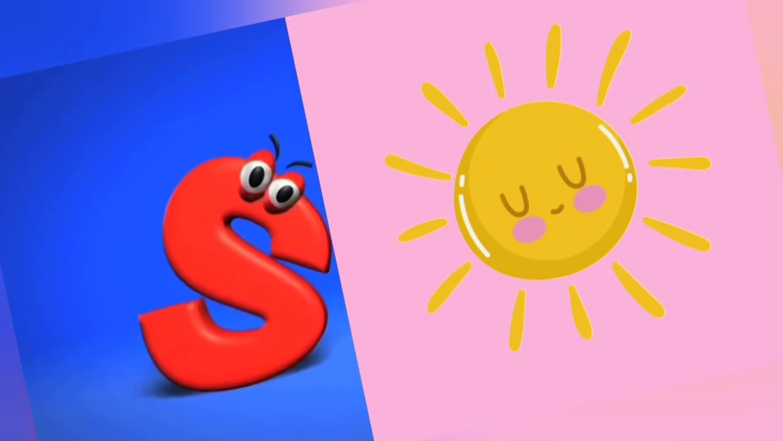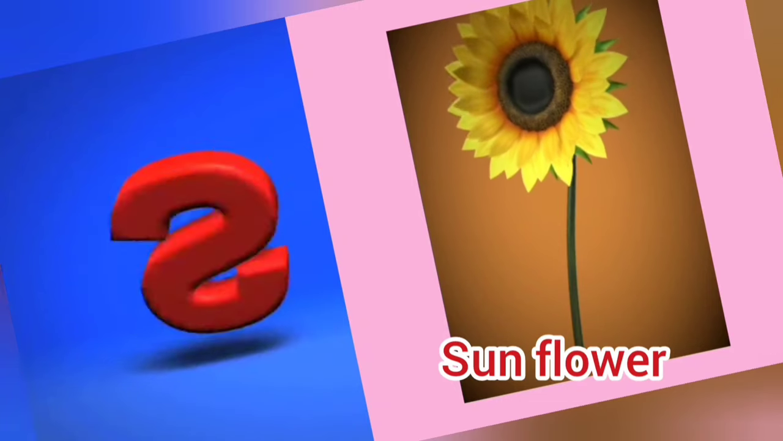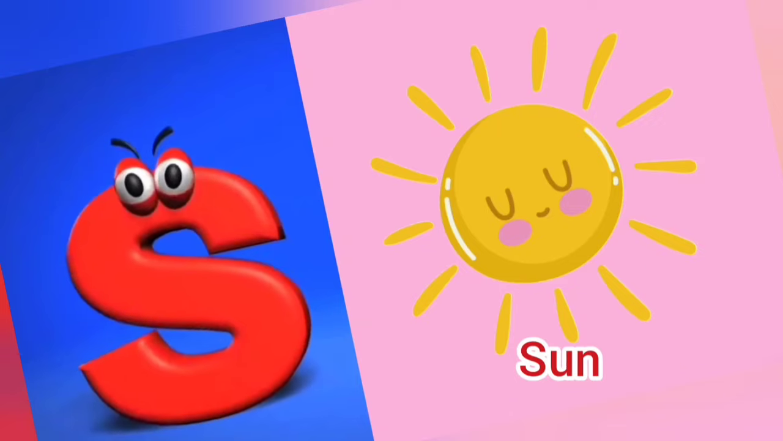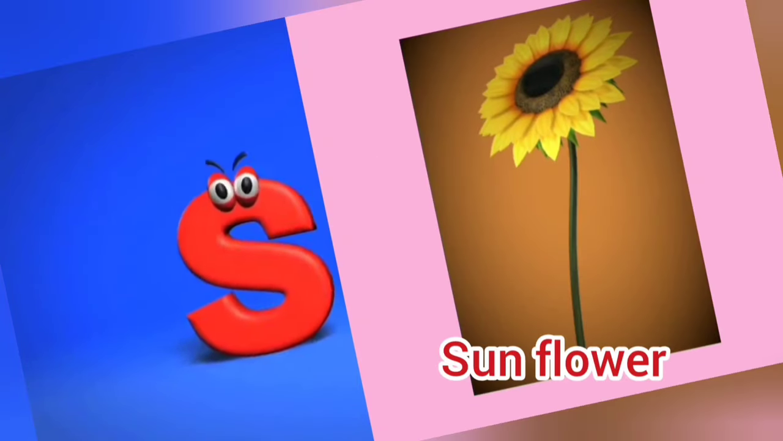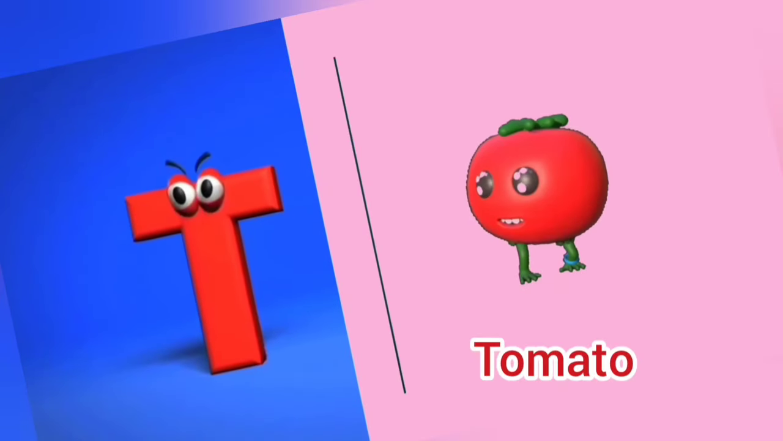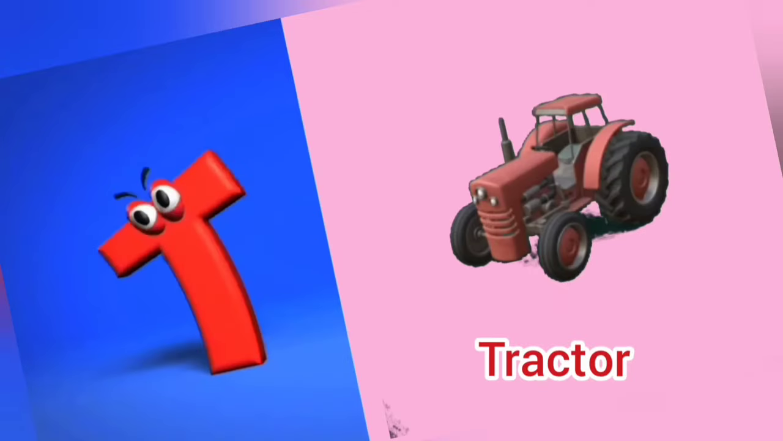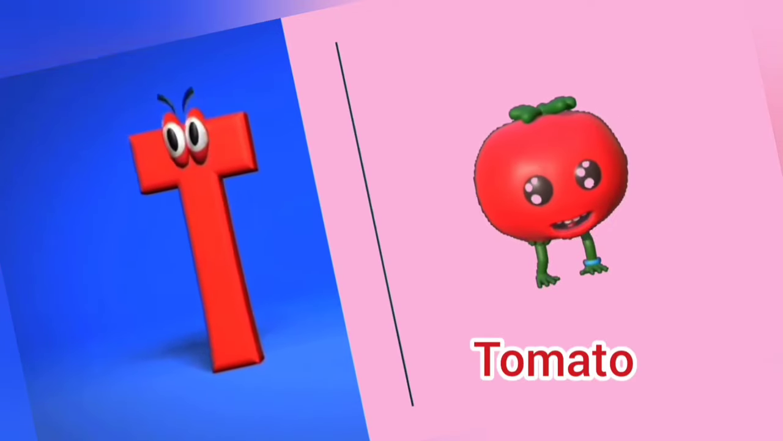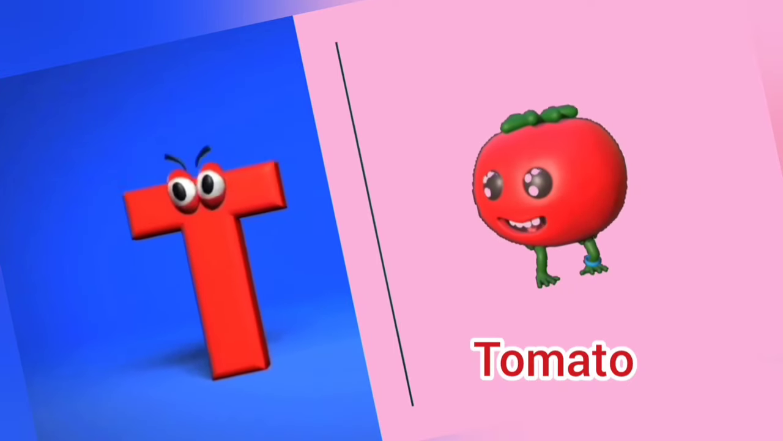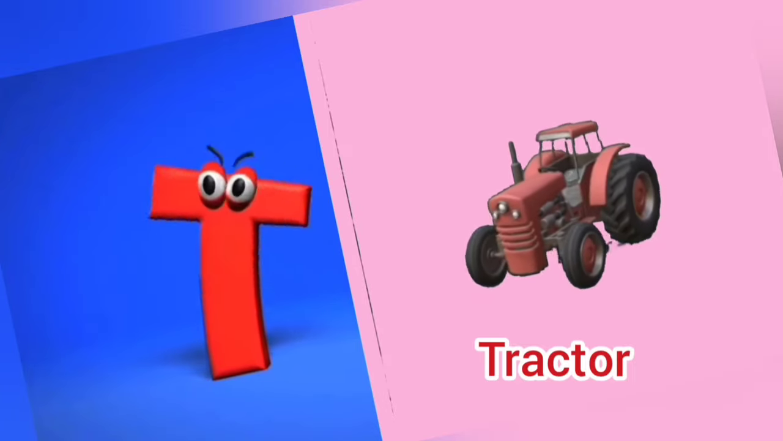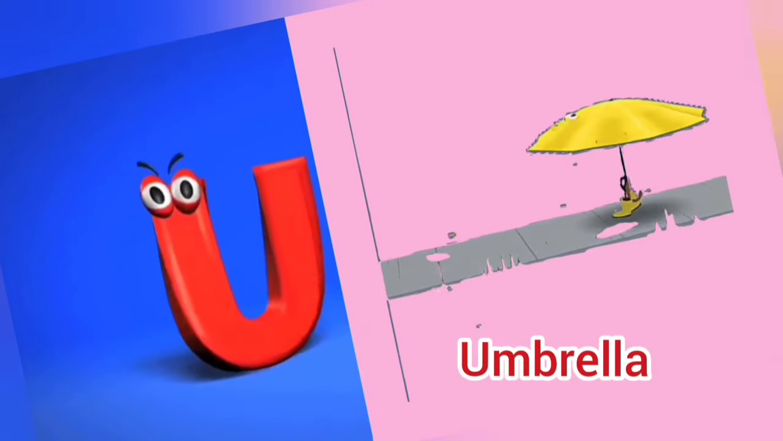S is for sun. Sun. S is for sunflower. Sunflower. T is for tomato. Tomato. T is for tractor. Tractor.